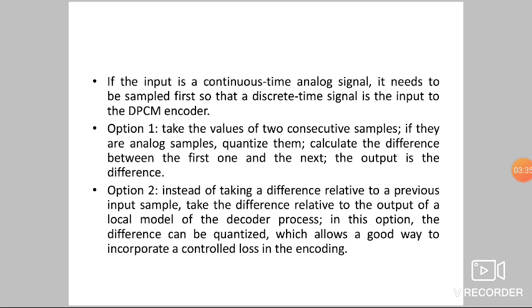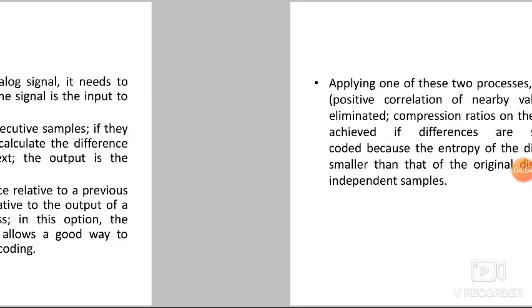Option 1. Take the values of 2 consecutive samples. If they are analog samples, quantize them, and calculate the difference between the first one and the next. The output is the difference. Option 2. Instead of taking a difference relative to the previous input sample, take the difference relative to the output of the local model of the decoder process. In this option, the difference can be quantized, which allows a good way to incorporate a controlled loss in the encoding.